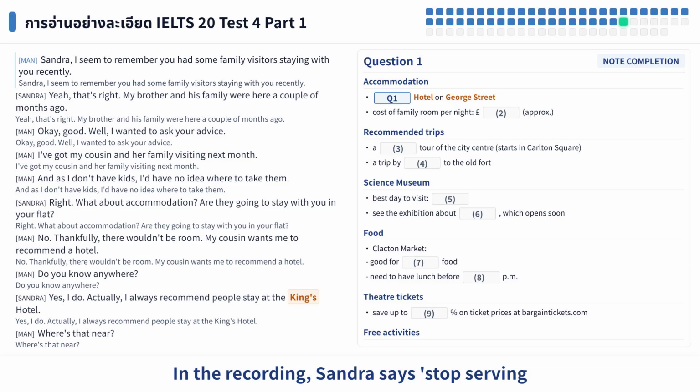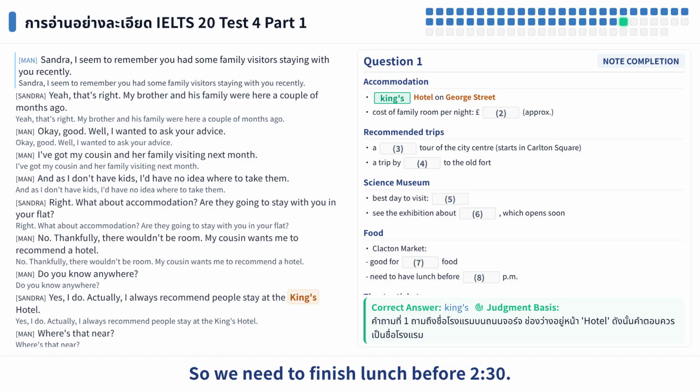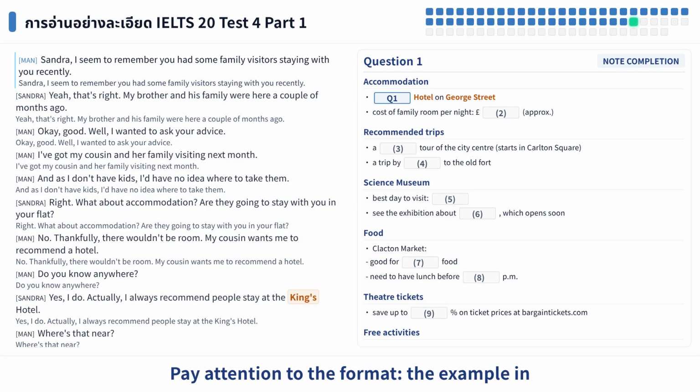In the recording, Sandra says, stop serving lunch at 2:30, which means lunch service ends at 2:30. So we need to finish lunch before 2:30. Pay attention to the format.